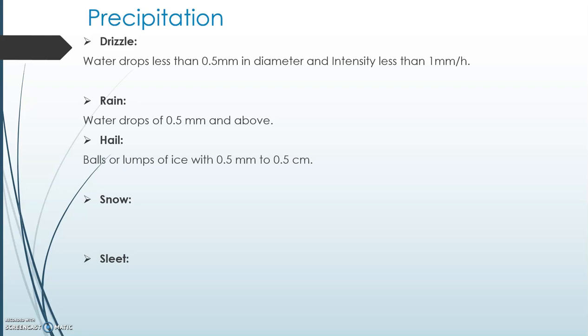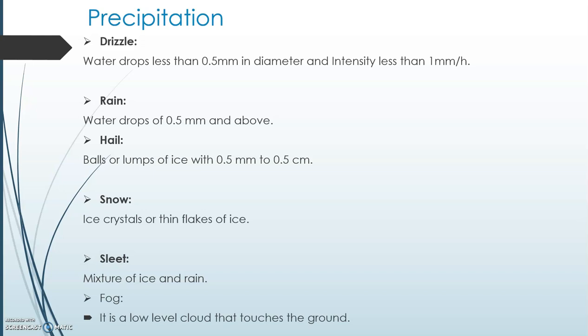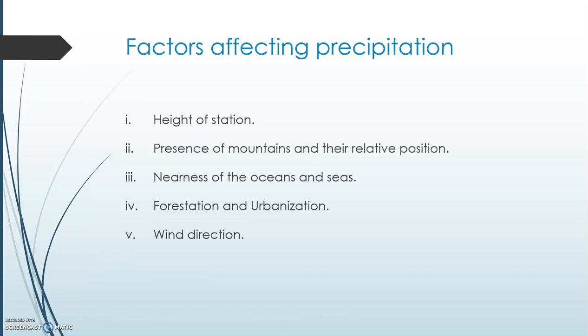In case of hail, it is balls or lumps of ice with a size of 0.5 to 0.5 centimeter. Snows are ice crystals or thin flakes of ice, whereas sleets is a mixture of ice and rain. There is one more kind or form of precipitation which is called as fog. So fog is basically a low level cloud which touches the ground. So this is all about the forms of the precipitation. So forms of the precipitation and types of the precipitation are different. So what we have discussed is all about the forms of the precipitation.